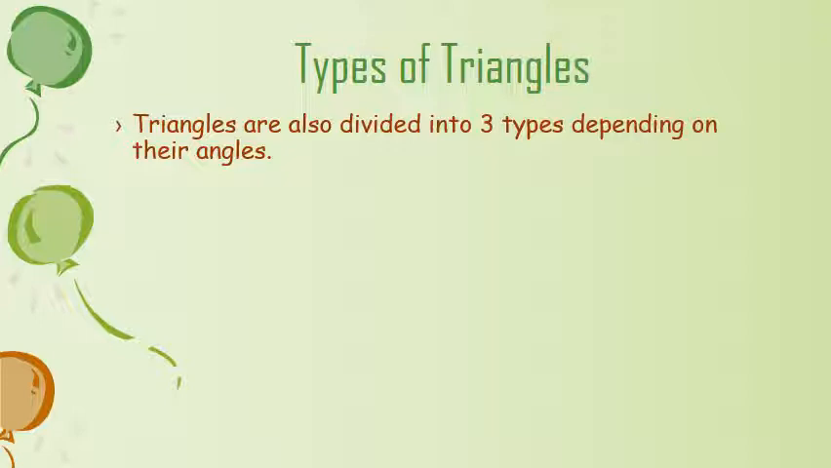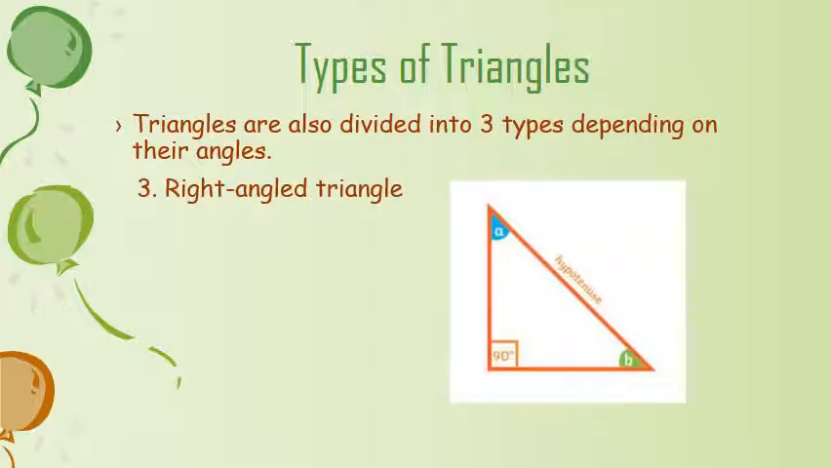The third type of triangle based on their angle is a right angle triangle. So children, in this type of triangle, one angle is equal to 90 degree, or we can say one angle measures 90 degree. The other two angles are acute angles. You can see in the picture there is a right angle triangle where one angle is equal to 90 degree.